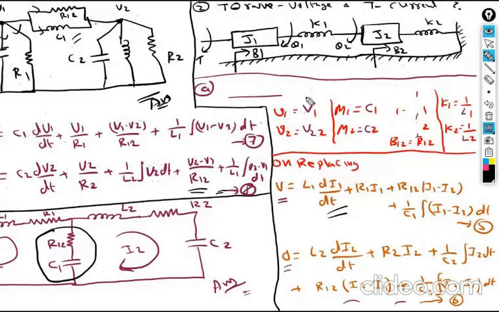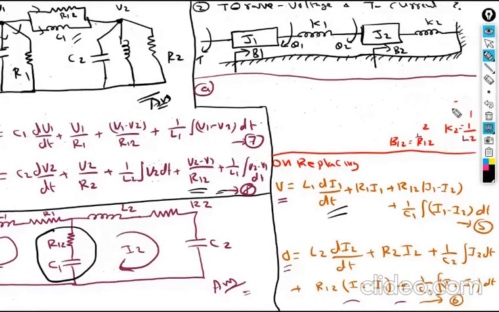Two things he has asked you to find out. One is the mechanical rotational system to voltage source, and then to current source.